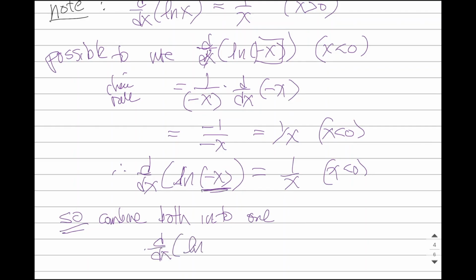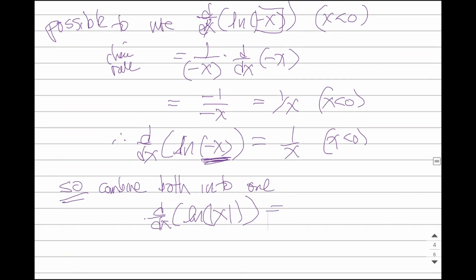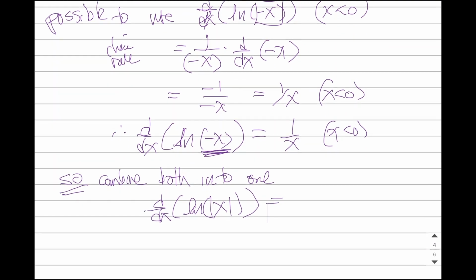Because we could either use a positive x or a negative x inside here, why don't we just write it as the natural log of the absolute value of x? And at the end of the day, our formula will be the same, a 1 over x. Unfortunately, this causes students a lot of confusion. Don't stress yourself out about this absolute value.